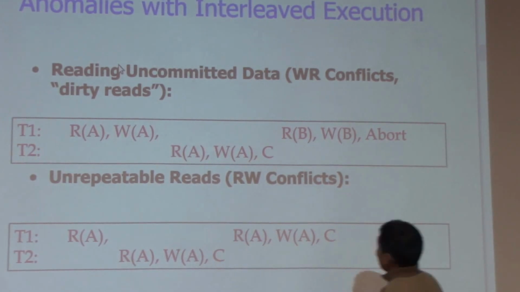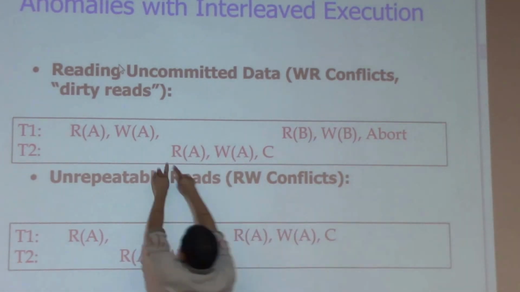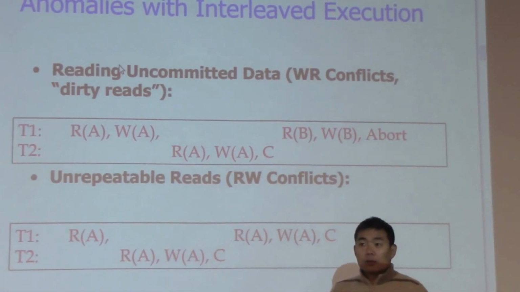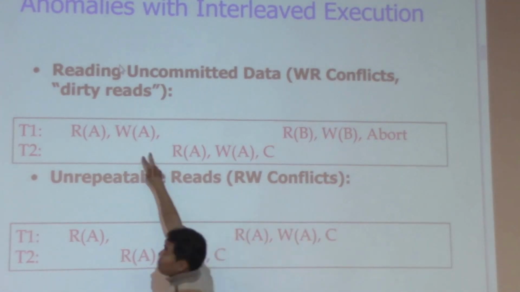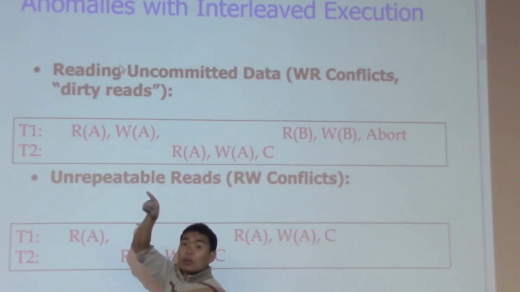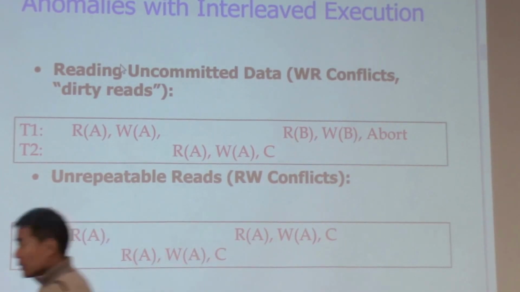I think that's about it. That's the only WR conflict in this particular schedule. In this particular schedule, this is the WR conflict. Okay? Because the first transaction wrote the object A, then later the second transaction tried to read it, while the first one has not committed yet. That's a dirty read. That's a WR conflict.